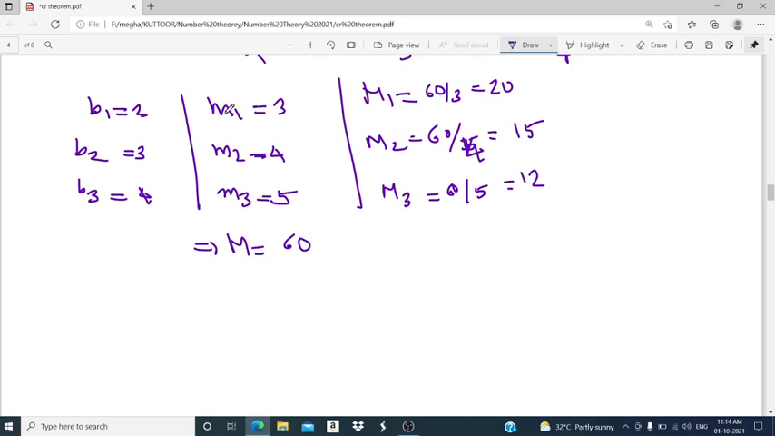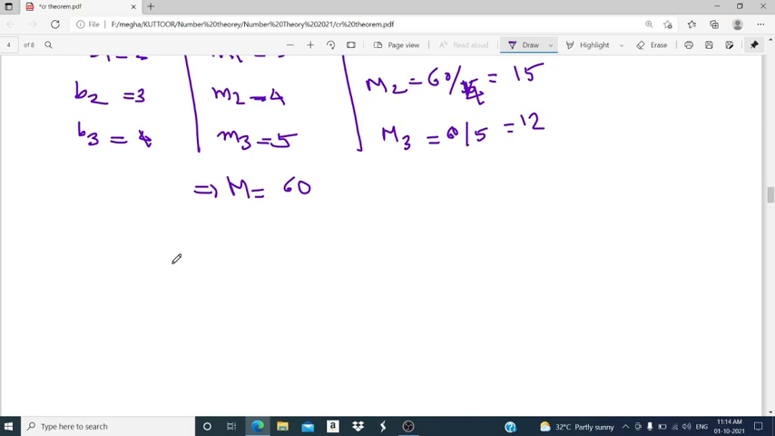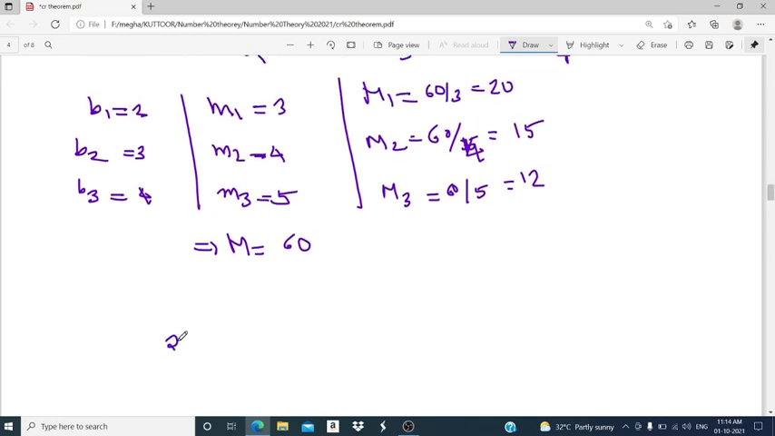Now consider the congruence. Here for each mi, GCD of M1, m1 is 1, M2, m2 is 1 and M3, m3 is 1. So consider the congruence. First congruence is 20x congruent to 1 mod 3. This congruence has a unique solution, and we take the solution as m1 dash equal to 2.